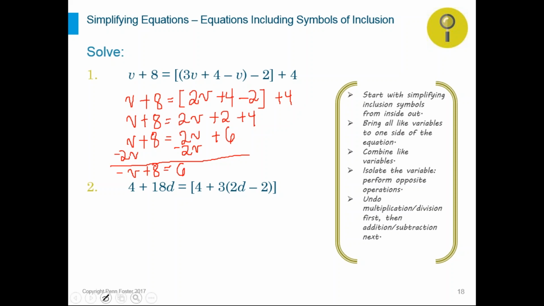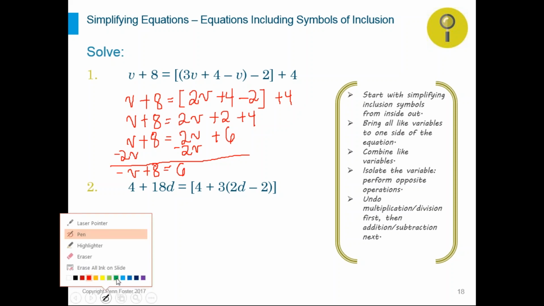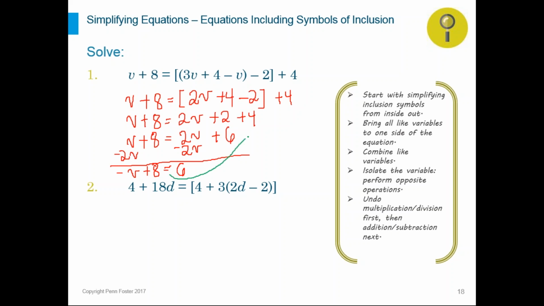Equals to 6. I'm going to change my color, so I'm going to write on the side here. I am finishing the work here. So far I have a negative v plus 8 equals to 6. That's very simple. Now, negative v means that v is multiplied times a negative 1. So in this equation, I have two operations, addition and multiplication. Get rid of addition first, minus 8 and minus 8. So negative v will stay the same, and then 6 minus 8 will give you a negative 2.